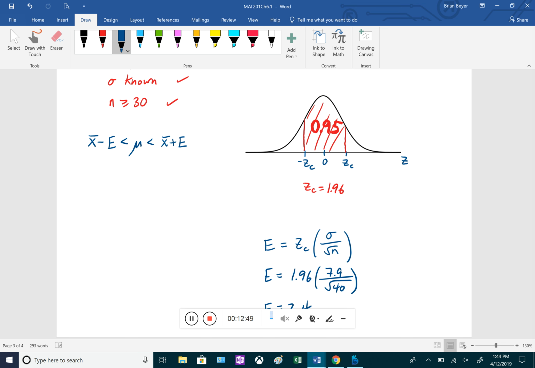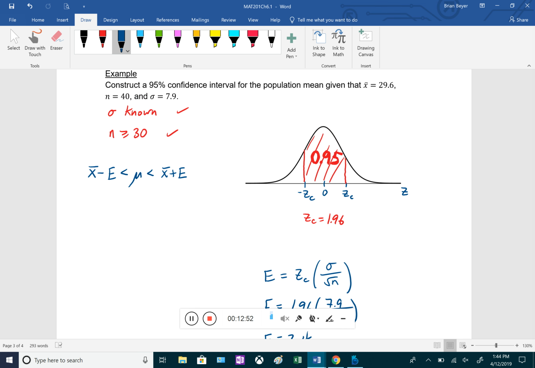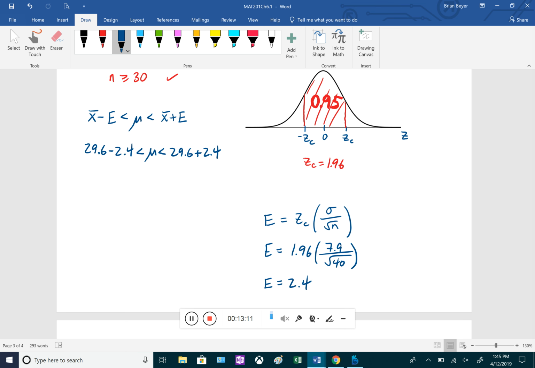Okay, so now going back up here to our original setup, it's going to be x bar minus e. X bar is 29.6, minus e is 2.4, and the population mean is between that value and 29.6 plus 2.4. So all we have to do is subtract those and add those, and we get the population mean is between 27.2 and 32 with 95% confidence.